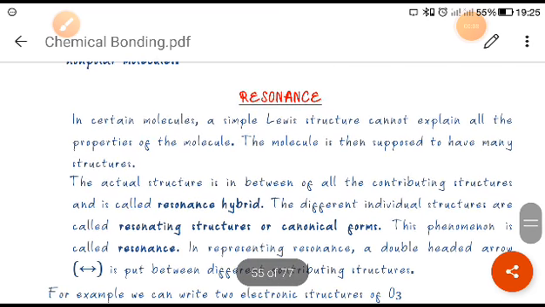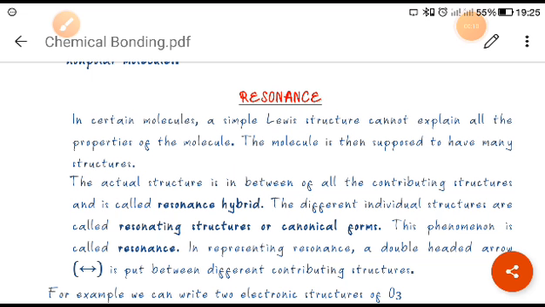Myself Suman Singh. So in the last class we discussed the molecular orbital theory and how to draw the molecular orbital diagrams. Now in today's class we will learn about resonance and hydrogen bonding. So what is resonance?